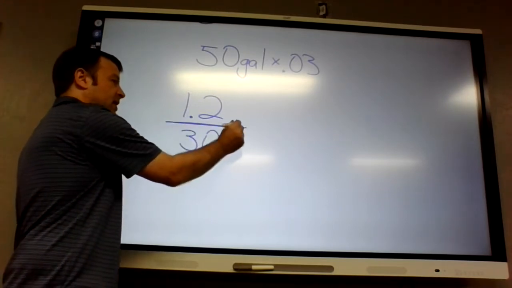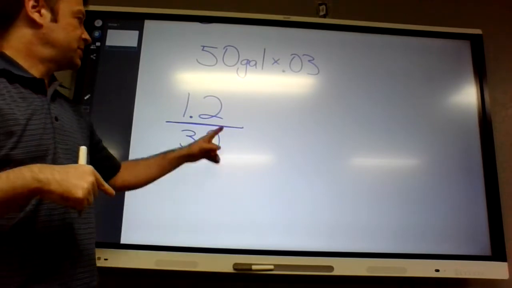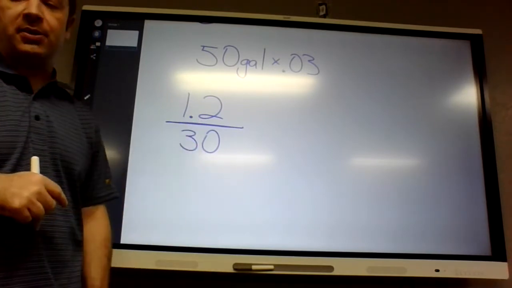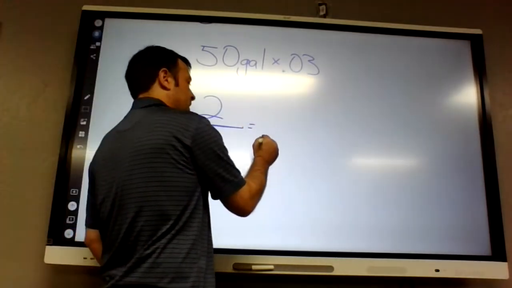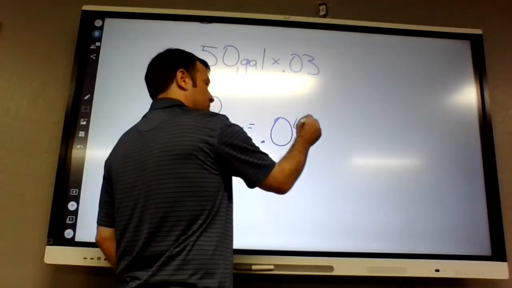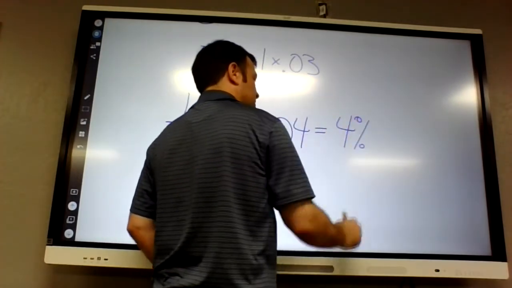Right. A fraction bar is also a division bar. That's why they look identical. So you just divide 1.2 divided by 30. 0.04, which translates to 4%. It asks for a percent, so don't leave it as 0.04. Change it to 4%.